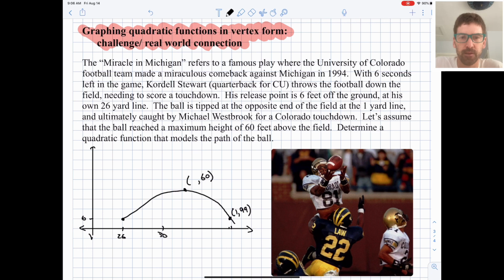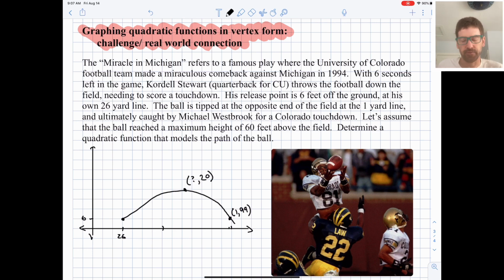Okay, so a couple things we need to worry about. First of all, we need to worry about units. Football fields are measured in yards, and I just told you the ball was 60 feet in the air. So let's change that 60 feet into yards. So let's say it was 20 yards in the air, 3 feet in a yard. We need to figure out exactly what the x-coordinate is for that vertex, okay? And it's going to be exactly halfway between the 26-yard line and the 99-yard line, okay?